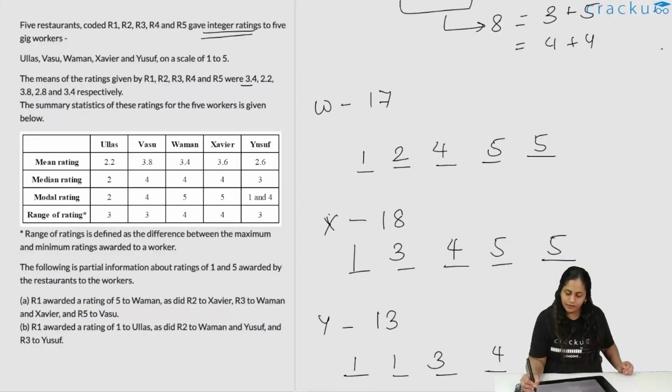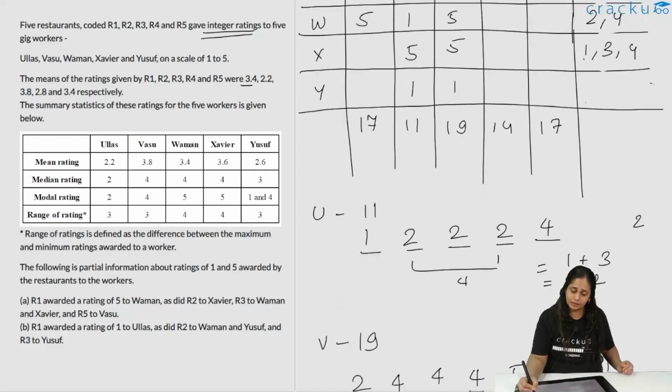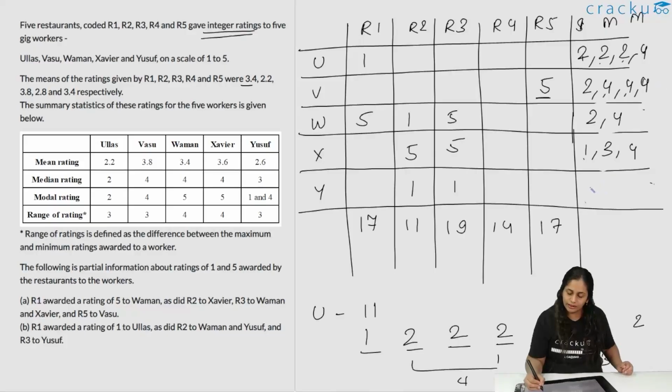Then for Xavier, 1, 3, 4, 5, 5. So 1, 3 and 4 have to be fit in some order. For Yusuf, 1, 1, 3, 3, 4, 4. So 1, 1 is already there. So 3, 4, 4 have to be fit in some order.